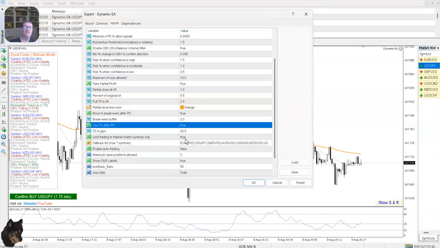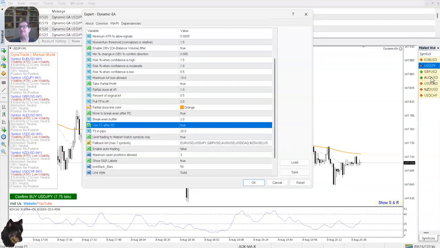Set this then to false, and now you will get a whole new list here that is tracking the 7, or up to 7, currency pairs that you have listed here. Again, I reiterate, these do not need to be the same as these ones here. I just put them there the same, but they don't have to be.